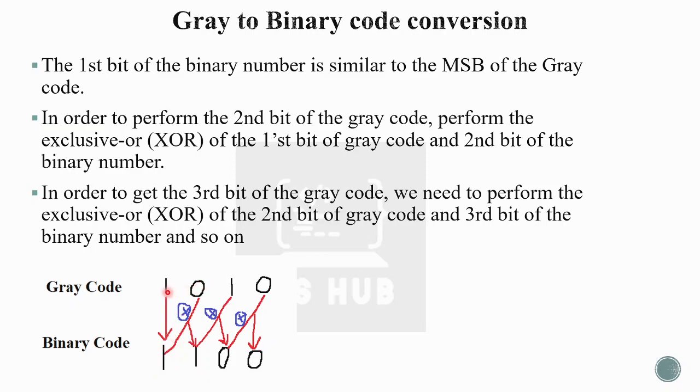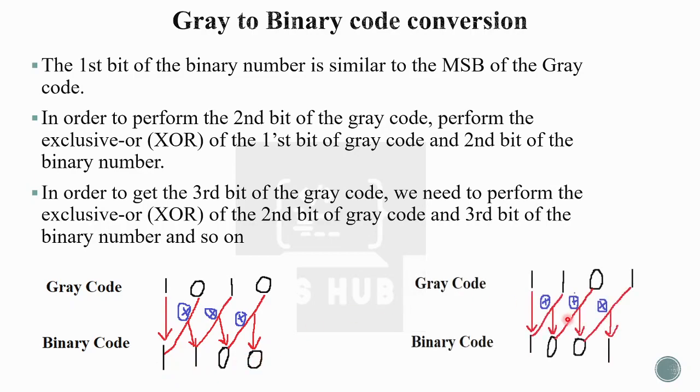In the previous example, we performed an XOR like this. But here we have to perform an XOR like this. These two bits, the first bit of our binary and the second bit of gray code, are different, so our XOR will be 1. Then to get the third bit, we have to perform XOR of the second bit of binary and the third bit of gray. The digits are 1 and 1, so the result is 0. To get the fourth bit, we perform XOR of the fourth bit of gray and the third bit of binary. Result is 0. 1010 is equal to 1100 in binary.